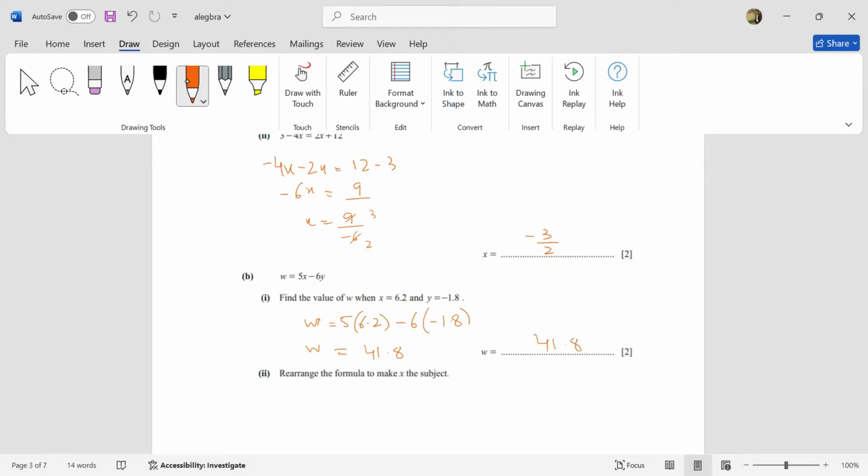Next is rearrange the formula to make x the subject. Let's rearrange it. W plus 6y is equal to 5x. W plus 6y upon 5 equals x. This is your answer, or you can further shift the sides. While shifting the sides, no sign changing. So that's your rearrangement of the formula to make x the subject.